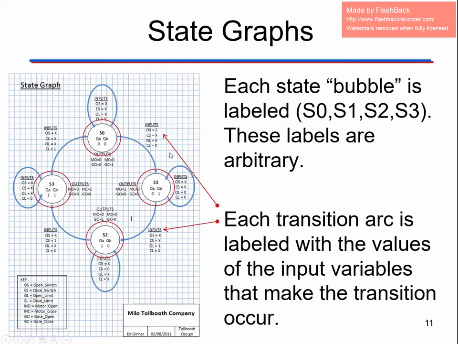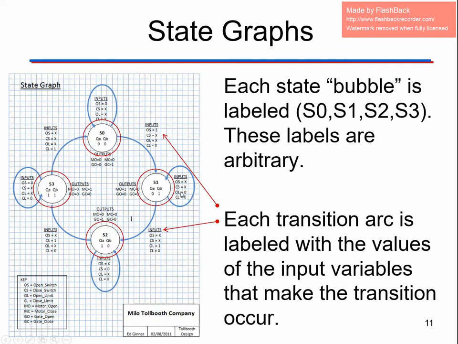So then each state graph contains a bubble. It's labeled state 0, 1, 2, and 3. These are labeled arbitrarily. Try to go in sequential order. Each transition arc is labeled with values of the input variables that make the transition occur. So here's our input variables.